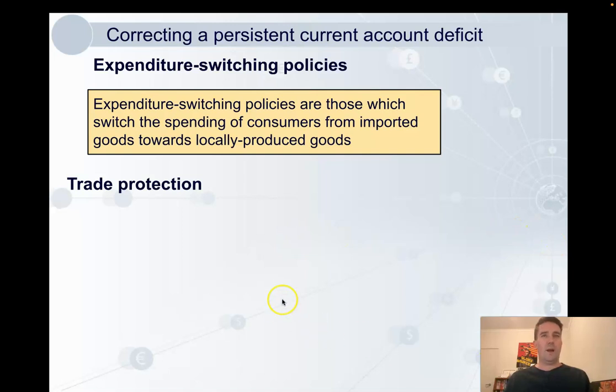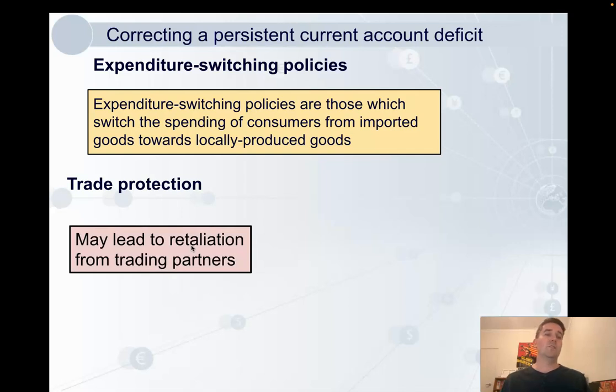If we assume ceteris paribus, that nothing else changes, this would be great and would improve the current account balance. But this assumption can't hold for trade protection. The most likely result is that their trading partners will retaliate with trade protection of their own.